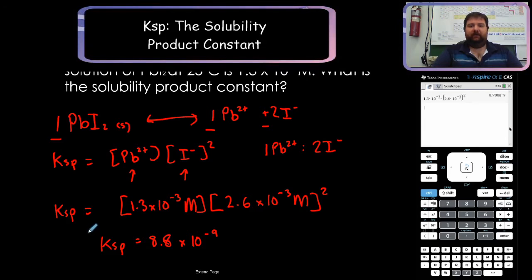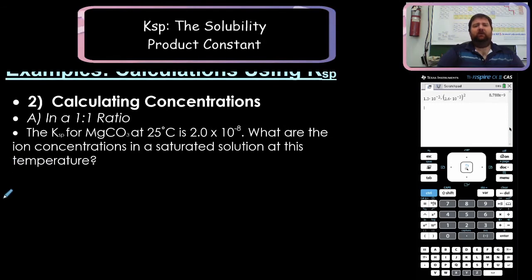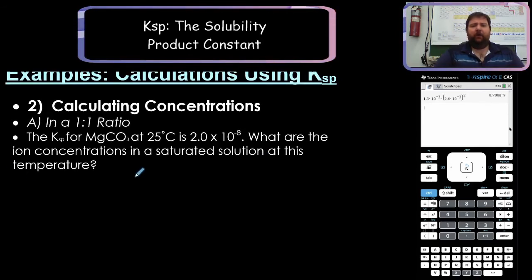As easy as that. All right, so let's go ahead and try this out again. Another example. And we're going to try to do this just from memory this time because we've done one with the steps already. So step 1 is to create your equation and disassociate, right? And balance. So we have the Ksp for MgCO3 is 2 times 10 to the negative 8. What are the ion concentrations?